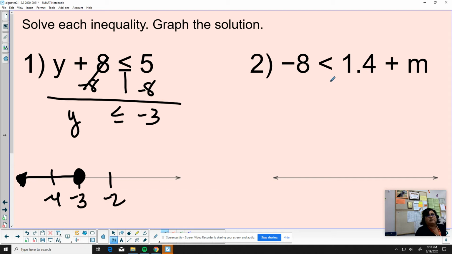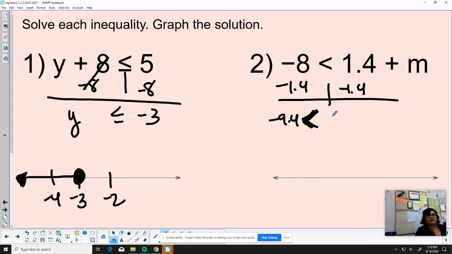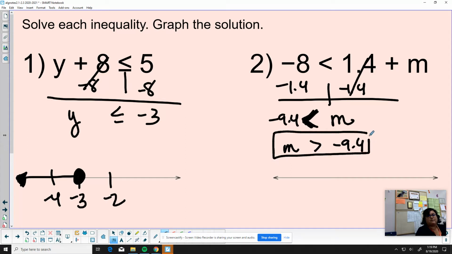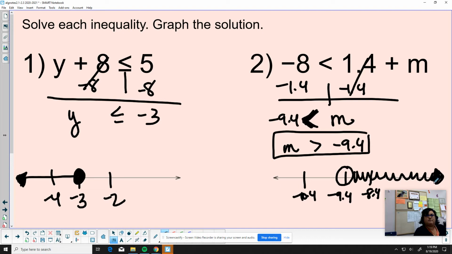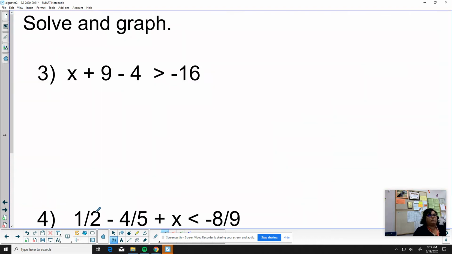So here I've got a decimal, so I would subtract 1.4 on both sides. That's -9.4. Greater than drops down, and those cross out. But the problem here is that m is on the back side, or the right side, of the inequality, so I have to switch everything. So m and -9.4 are going to switch spots, and less than is going to become greater than. So -9.4. We'll go -8.4 and -10.4. It is open, and we are going to shade to the right because it's greater than. All the numbers bigger than that, not including -9.4.